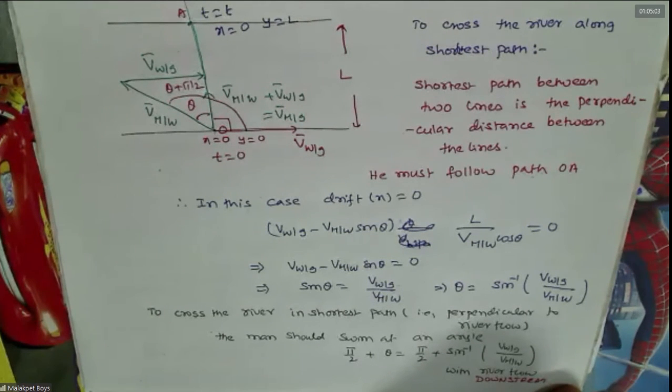So we are seeing the minimum time to cross the river conditions, and along the shortest path, what are the conditions?